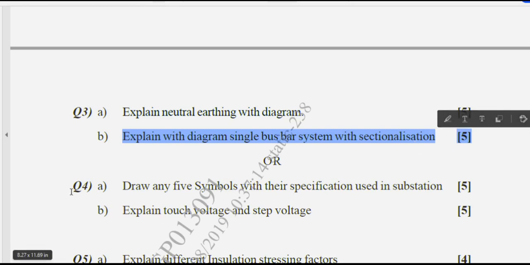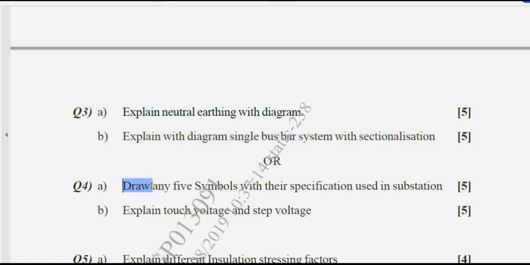The next question is question number 4. Either you can solve this or that. They have asked to draw any 5 symbols with their specification used in the substation. We have discussed the equipment list also, which equipments are used inside the substation. Inside the substation, we are using 9 to 10 equipments definitely.